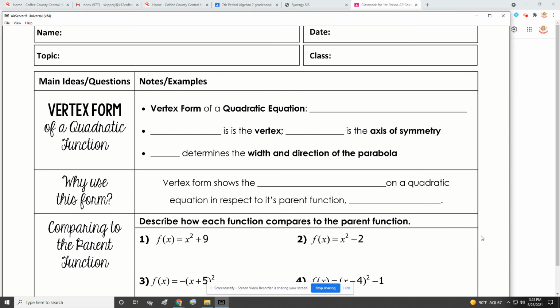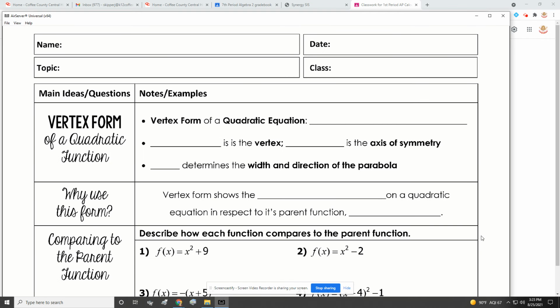All right, so this topic is going to be 2.1, vertex form of quadratic functions. There are several different forms for a quadratic function. It's actually 3. The vertex form is really the most useful one.